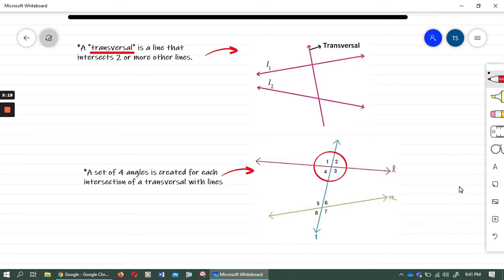A set of four angles is created for each intersection of a transversal with the lines. That's going to happen whenever you have a transversal intersecting your other lines. So a set of four angles, 1, 2, 3, 4. You see the two sets of four angles right there. A set of four angles is always created for each intersection between the transversal and its other lines.